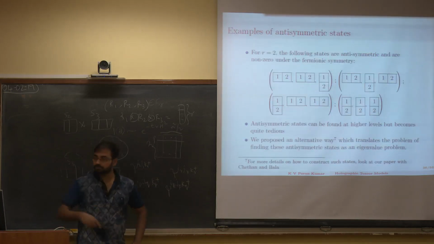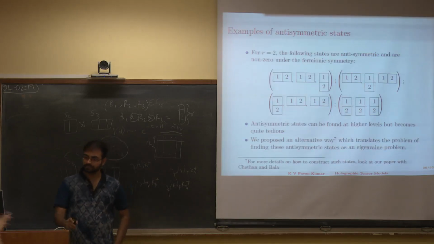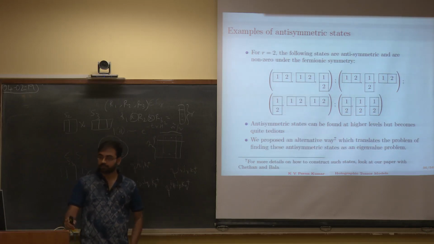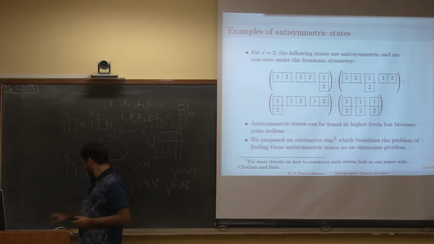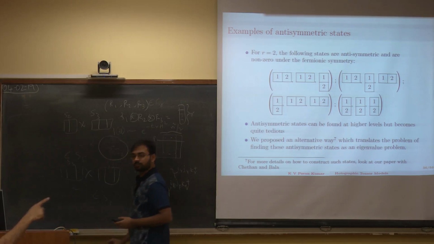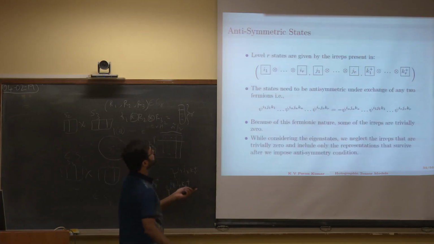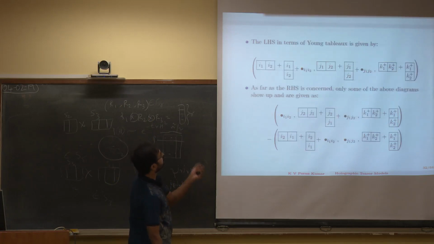Sorry, I'm going to ask an embarrassing question. You're at level 2, so you're acting with two creation operators of fermions. So why aren't each of these creation operators in the fundamental? Each of them is a fundamental, yes. But the total... So what did you tensor? If you go to that slide with the 18 different representations... Yeah, this is a tensor product of I1 and I2.